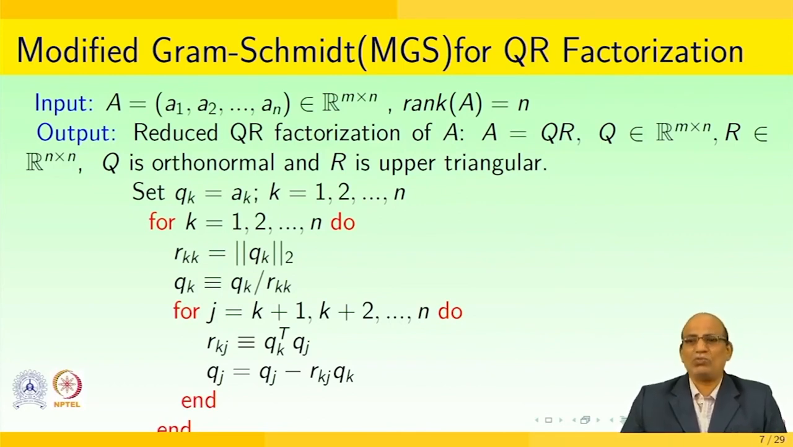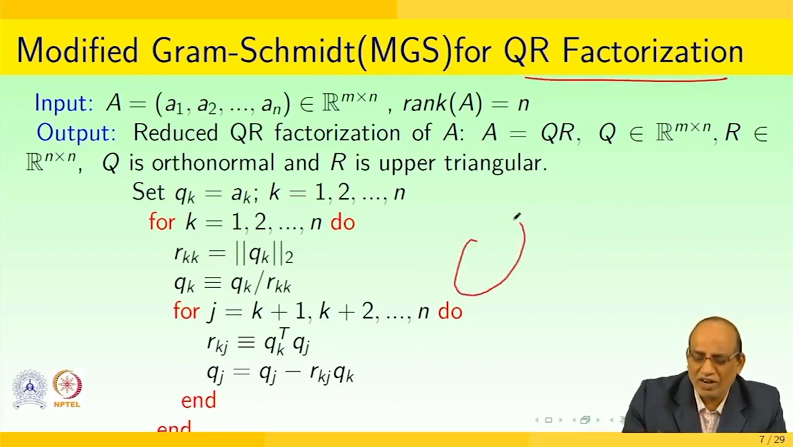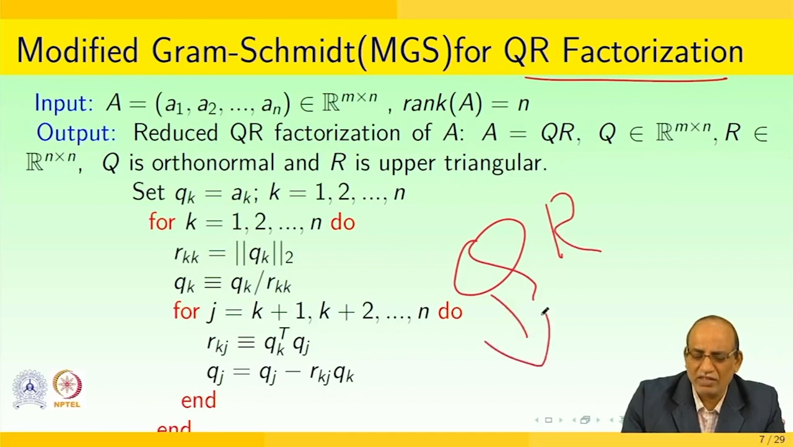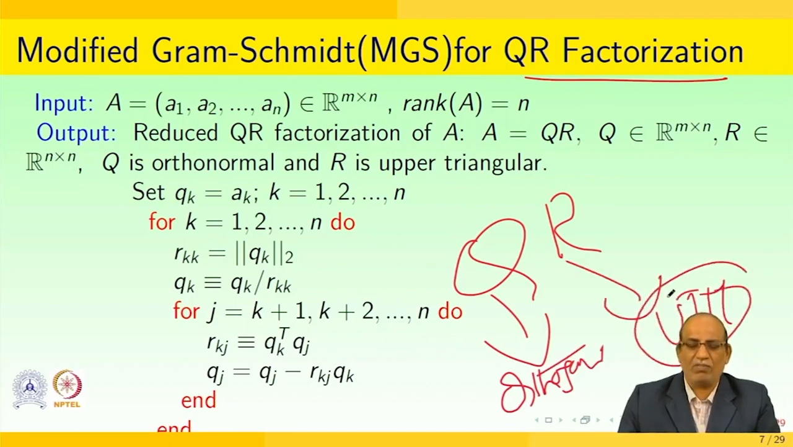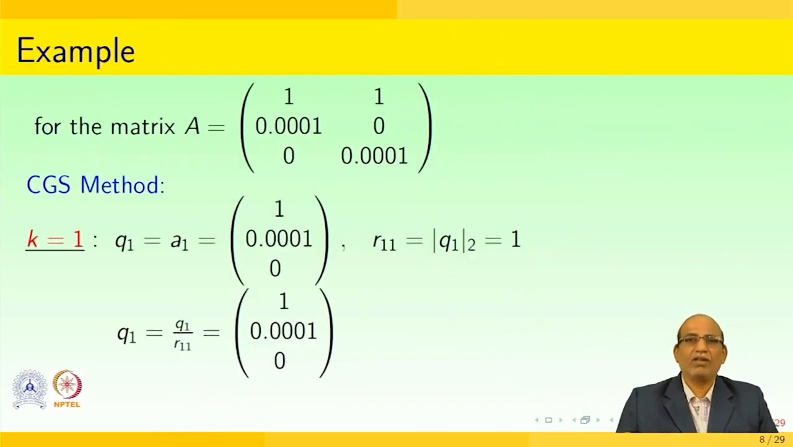In the previous case, because of numerical instability, the result was far away from orthogonality. That's why it was discouraged, and we need to modify it. This so-called modified Gram-Schmidt method gives us the QR factorization, where Q is the orthogonal matrix as we spoke already, and R is the upper triangular matrix, which helps us find the solution to the system of equations.